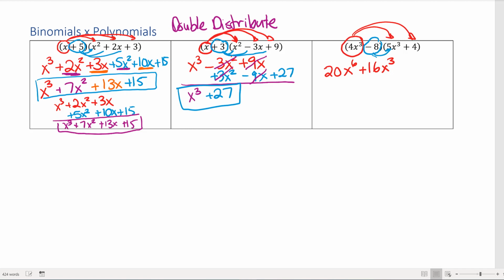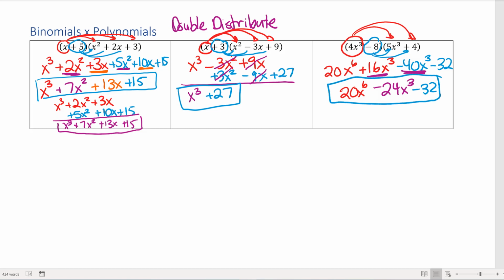It doesn't really matter to me, whatever you like. Negative 8 times 5 is negative 40x cubed. Negative 8 times 4 is negative 32. And the like terms I have here are the x cubed terms. When I add those, I get negative 24x cubed. In red, the 20x to the 6 comes down, and also the negative 32 comes down. And there's nothing else that's like terms, so this is my final answer.